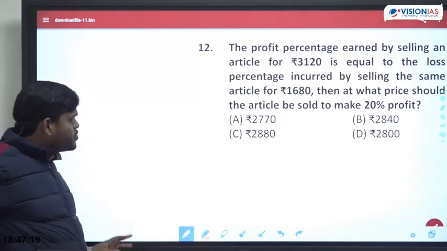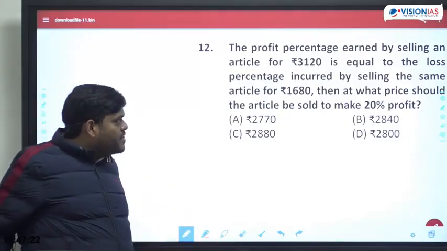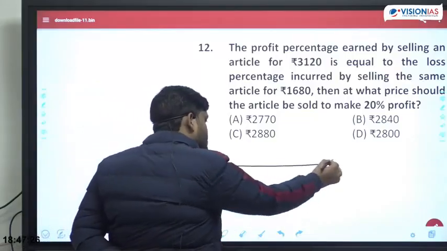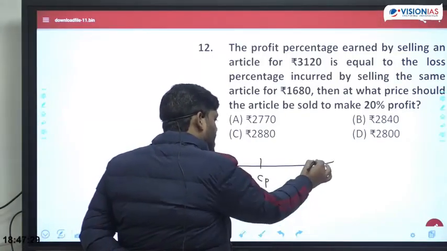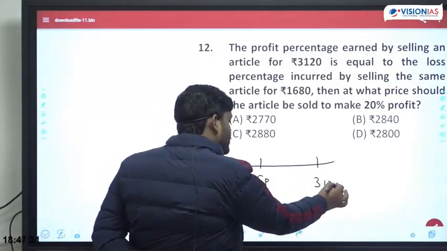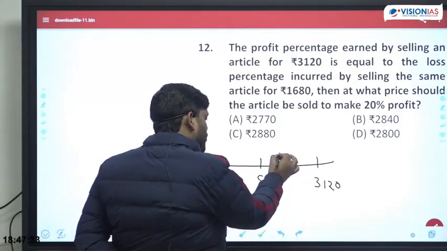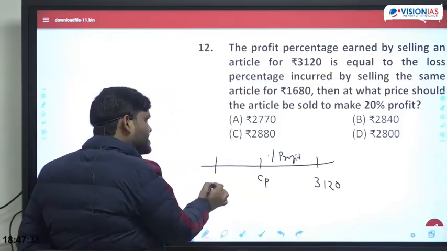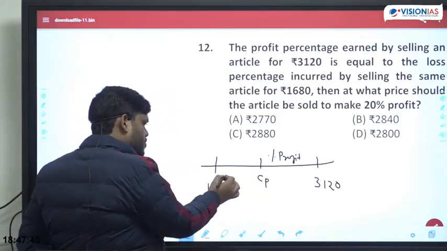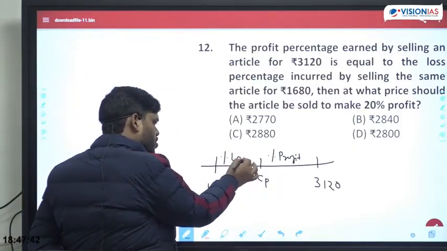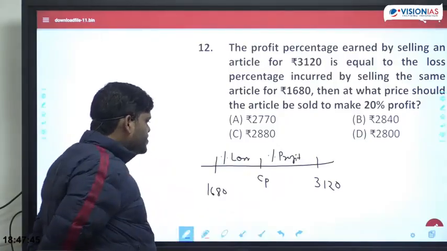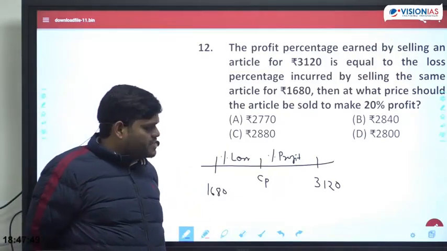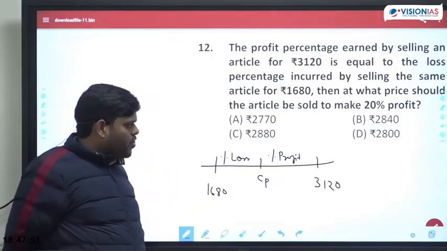See, in this question they are saying, suppose this is our CP, and when we are selling the article at 3210, there is a profit percent, and when selling the article at 1680, this is equal to the loss percent. This is exactly what the question is. The profit percent is equal to the loss percent.